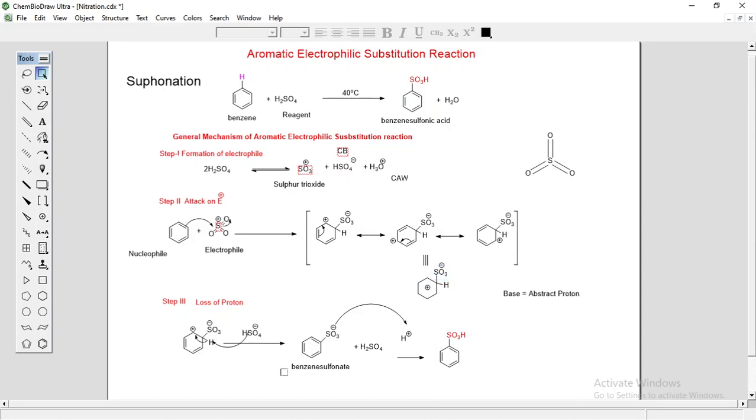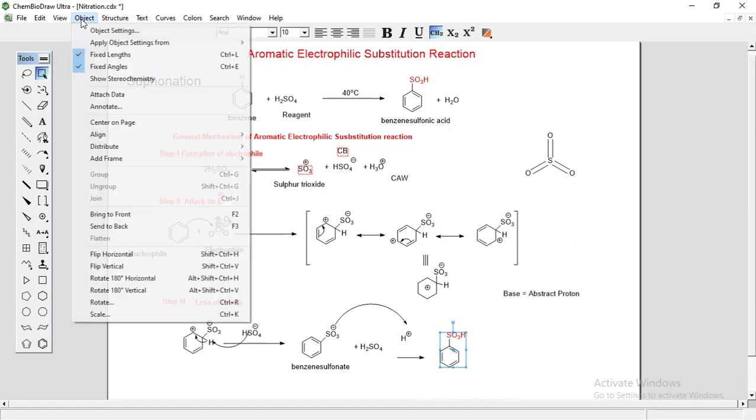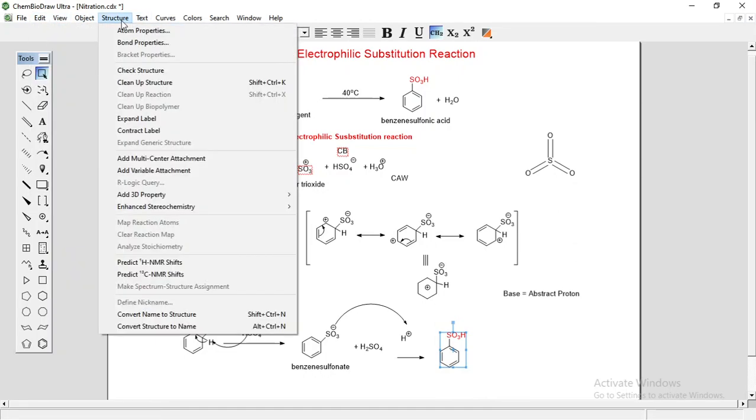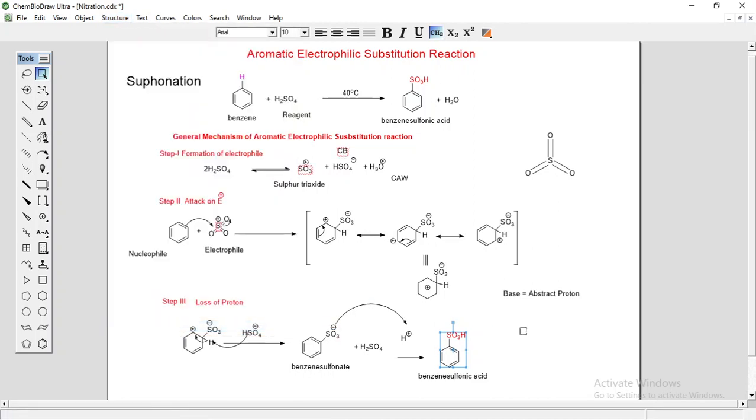Now the third step is loss of proton. So in the third step, what happened? Your HSO4 minus takes this proton, it takes this H as H plus, and the bond pair delocalizes here to form the carbon-carbon double bond. It will convert to H2SO4, and you will get benzene sulfonate. Now this benzene sulfonate takes a proton from the solvent, and it converts to benzene sulfonic acid. So this is the final product.